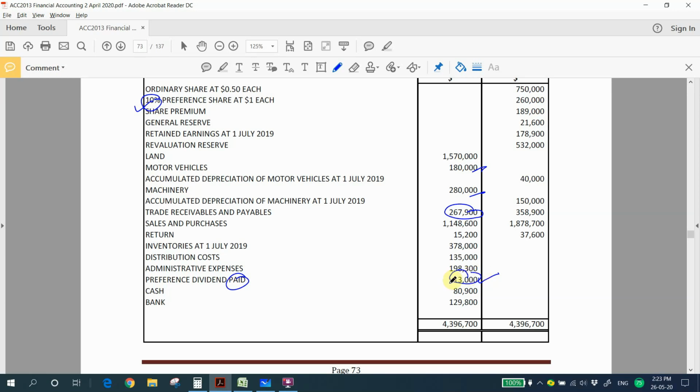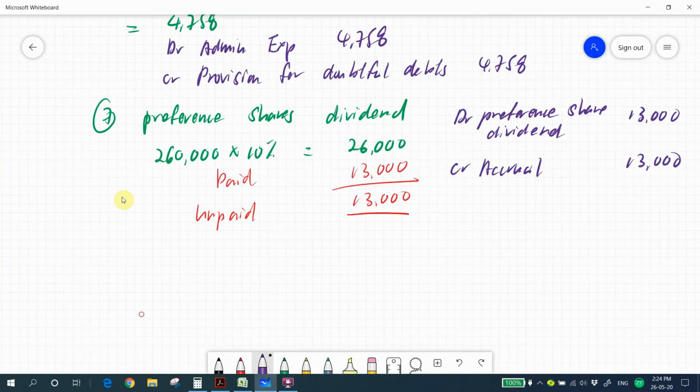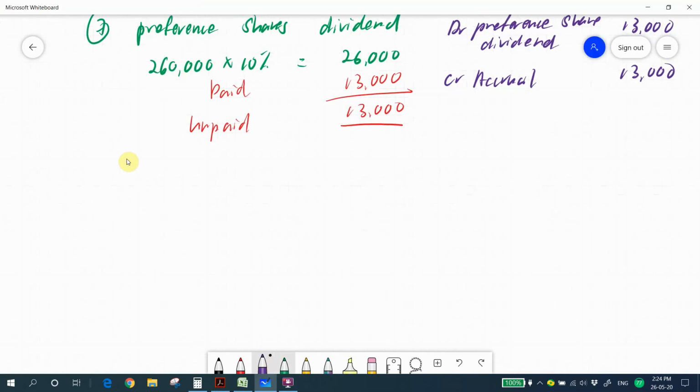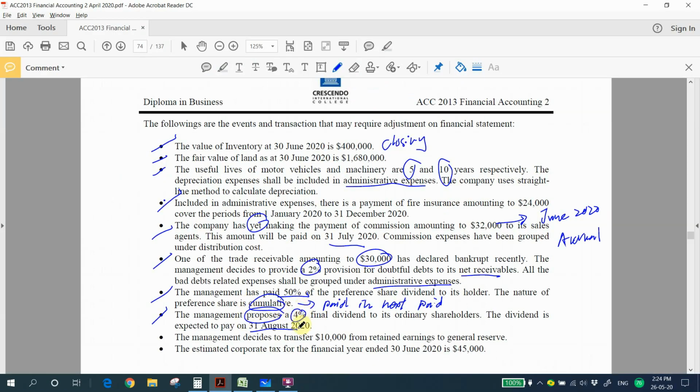Next, the management proposed a 4% final dividend to its ordinary shareholder. The dividend is expected to pay on 31st August 2020. So let's calculate this. Number 8, propose final dividend. The proposed final dividend is based on 4%.